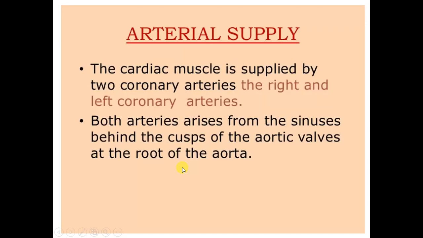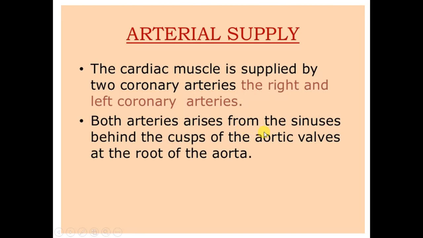Now, arterial supply of the cardiac muscles. They are supplied by the right and left coronary arteries. They are called coronary arteries because when they give branches, it looks like a crown on the head. In ancient eras, the crown was made like that, hanging down from the head, and this looked like that. That's why they are called coronary arteries.